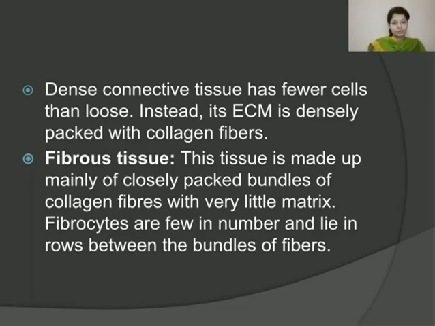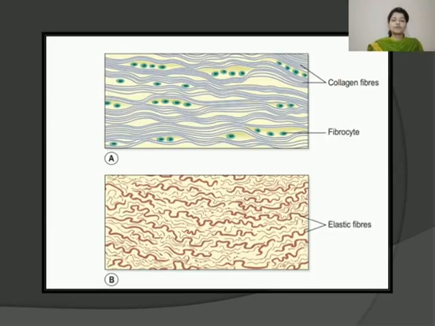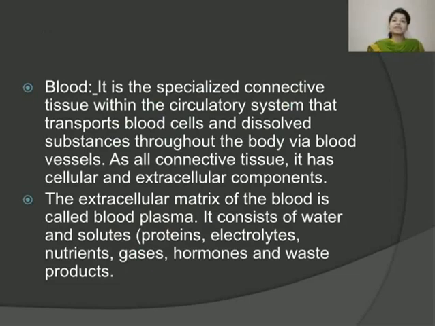and they lie in rows between the bundles of the fibers, right? Then coming to the elastic tissue, elastic fiber is capable of a considerable amount of extension and recoil. It can stretch basically, right? There are few cells, and the matrix consists of elastic fibers which are secreted by the fibroblasts, and it is found in organs where stretching and alteration of shape is required. For example, it is present in the urinary bladder. First is the diagram of the fibrous tissue and the second is the diagram of the elastic tissue. Now the next type of connective tissue is blood.